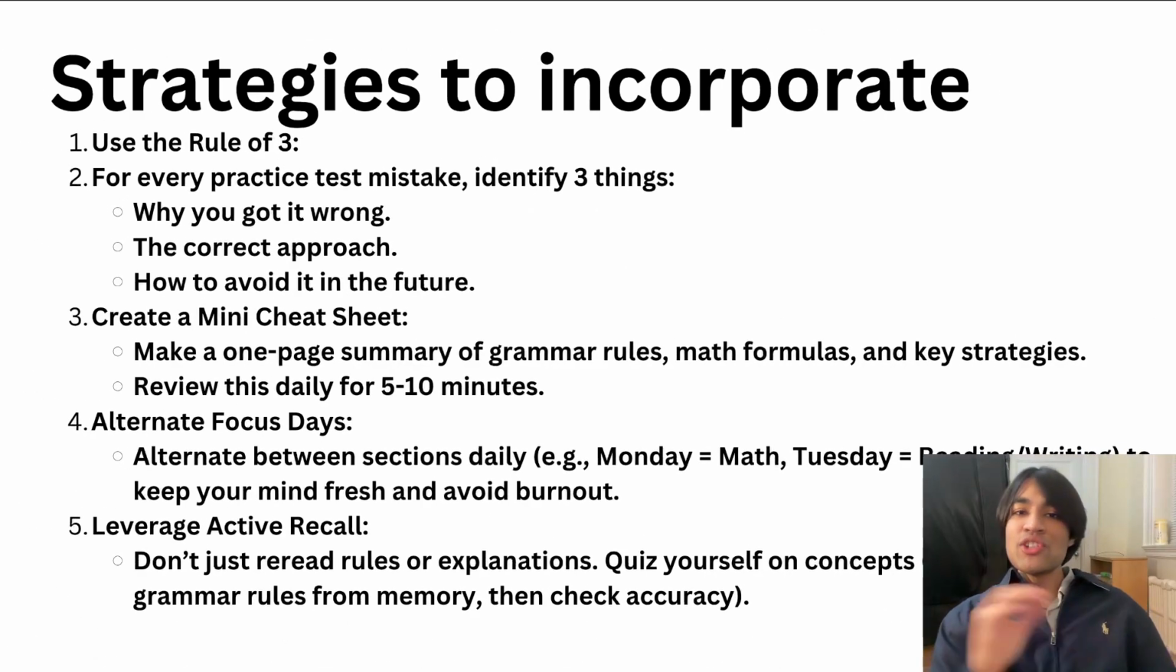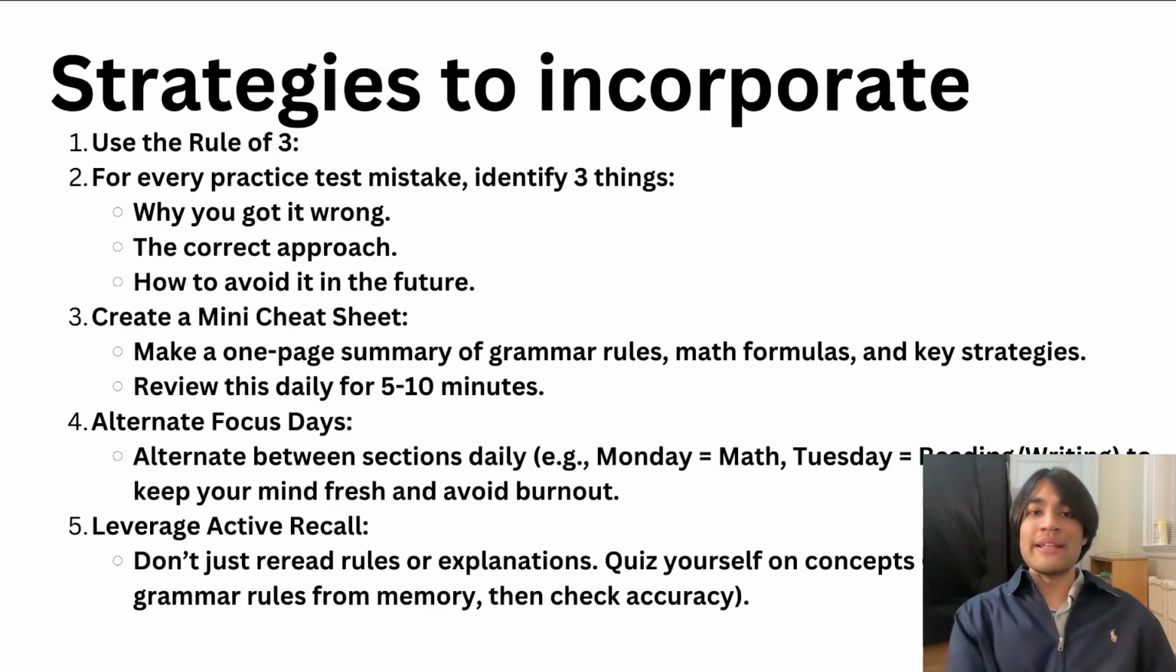Now, strategies I want you to incorporate, whether you're Larry, Barry, or Terry. One is the rule of three. So for every practice test mistake, and this is actually a tip I got from a friend who scored super high on the SAT, a 1590, identify three things. One is why you got it wrong. So that's pretty obvious. But two, the correct approach. So envision an actual strategy. If you were reading that question again, how would you actually go about solving it?